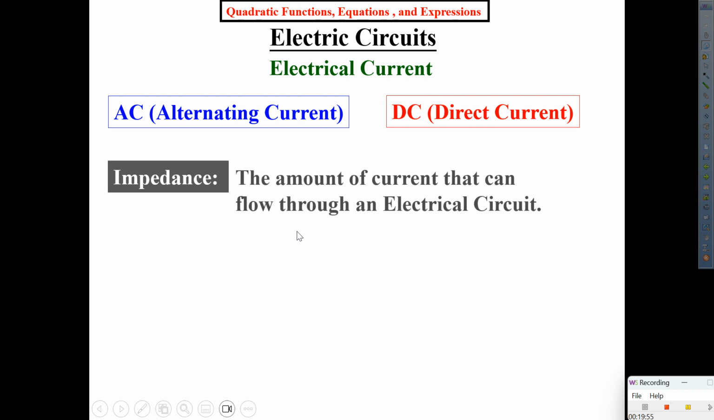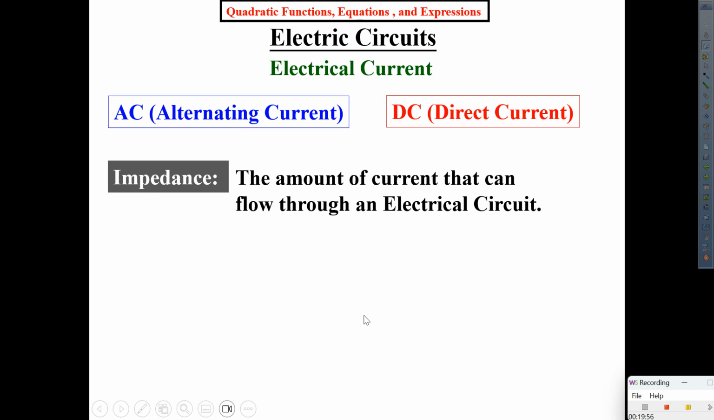Now, I'm going to be speaking about impedance, which is the amount of current that can flow through an electric circuit. For example, if I was to tell you that that door has an impedance of maybe top 5 people fitting at the same time through that door, that would be max. Is that correct? Could you fit less? Yes. Could you fit more than that? Probably not. That's what impedance means. It controls how much flow of electricity goes through there.